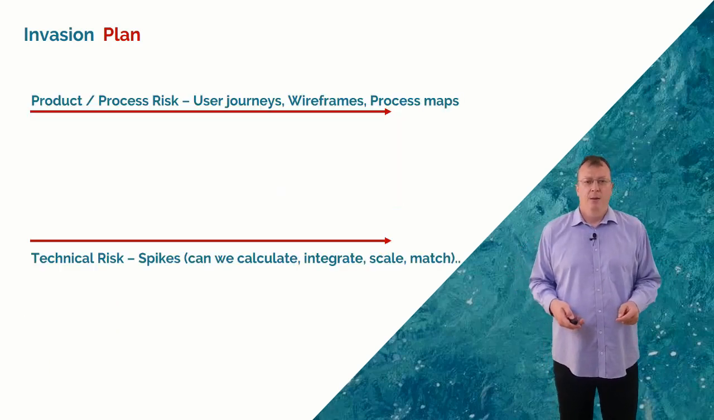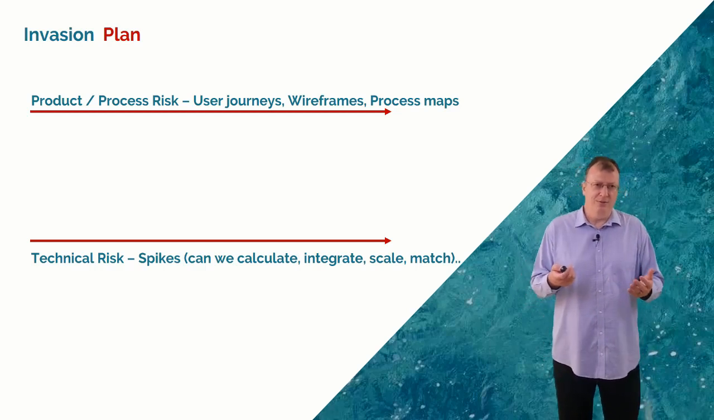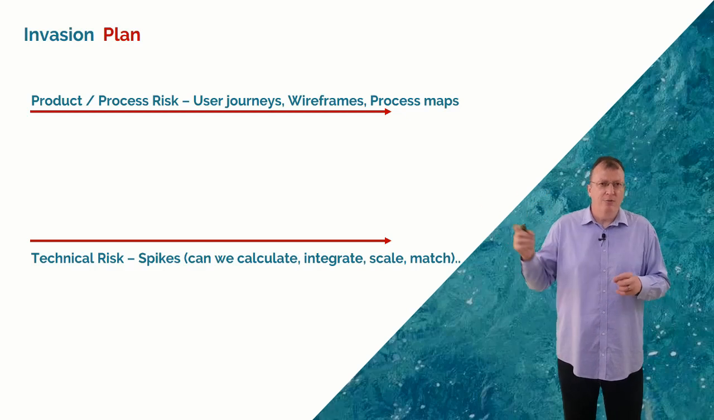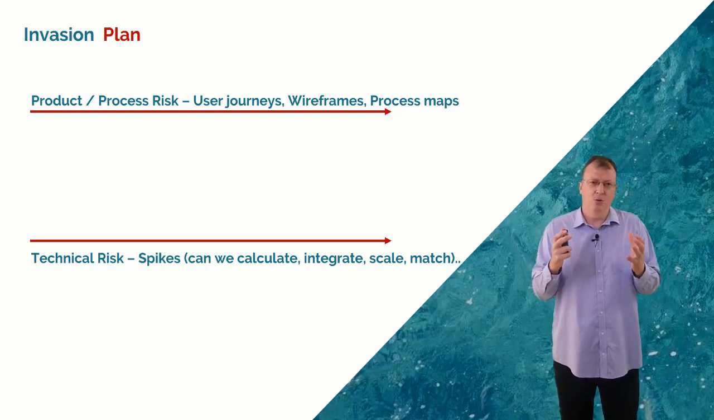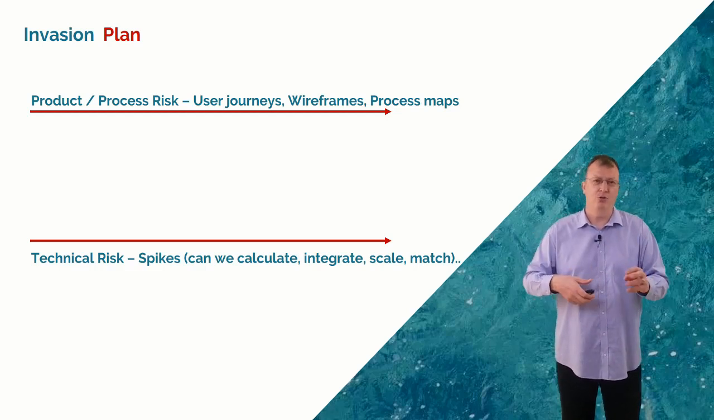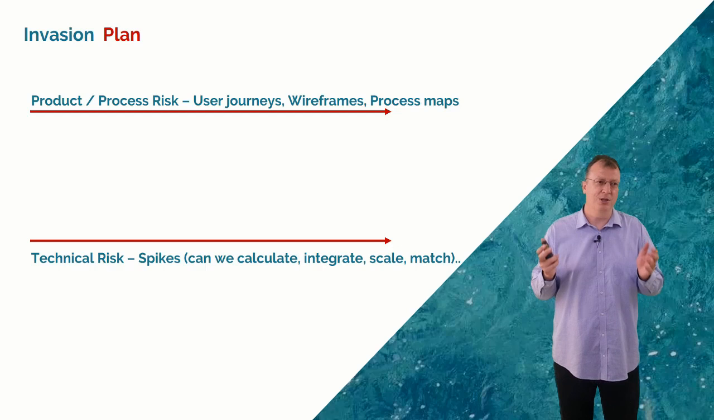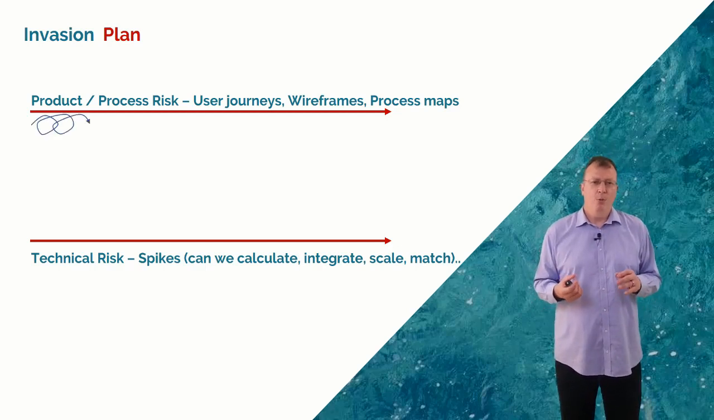And basically, it's a combination of these two kinds of things. This is how I think of this. At the top line over here, we've got product usability process risk. How is it going to work? What sequences is it going to be? What is the user experience like? And you're doing things like user journeys and wireframes and process maps and maybe some designs and so forth. And we normally start with that.